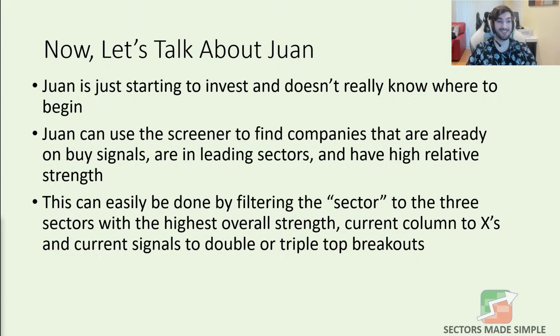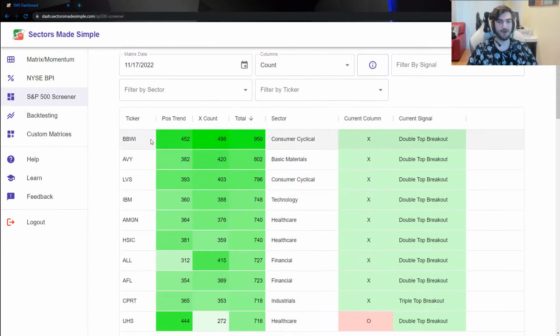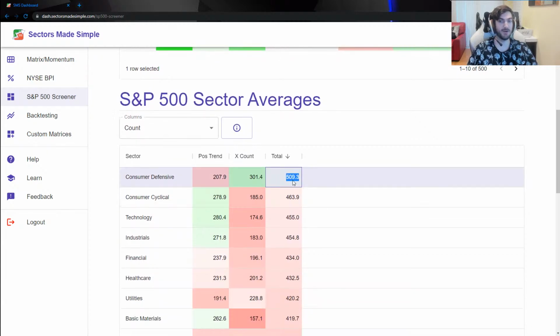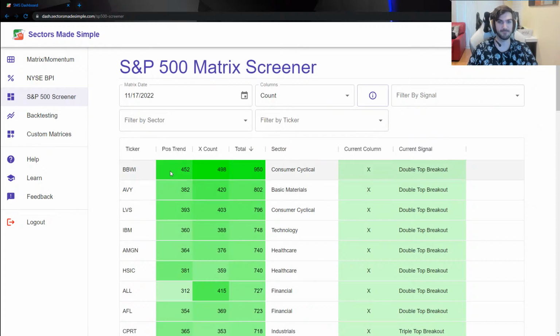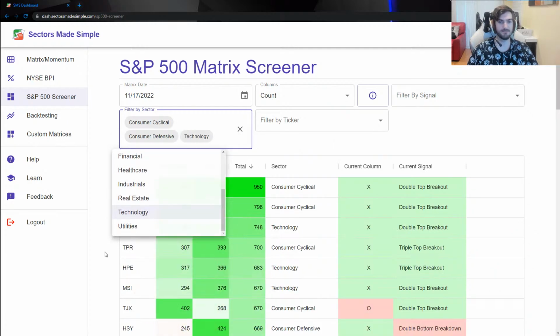You go filter by the sectors. You can take the top sector. In this example, you can take the top 3 sectors and go to the current table and find the ones that are on buy signals. Let's go and see how long it would take him. If all he wanted was the top 1, there you go. Let's go top 3 just to spice things up a little bit. Consumer defensive, which is staples. Consumer cyclical, which is discretionary and technology. We can go here, cyclical, defensive, technology. Ta-da!